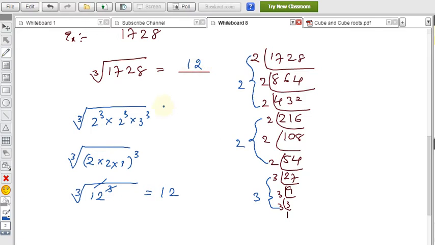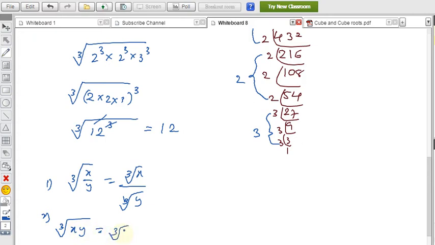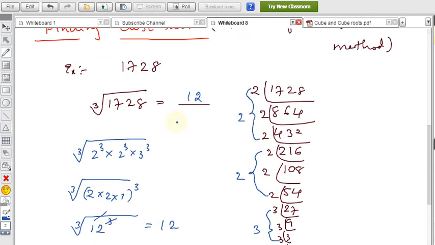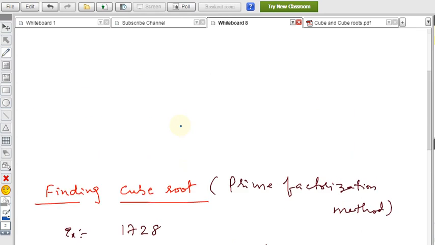Same as square root, we also have some formulas. Cube root of x by y is equal to cube root of x by cube root of y. Cube root of x into y is equal to cube root of x into cube root of y. These are similar formulas to the previous topic, square root. These are the important points, so you can apply the prime factorization method.